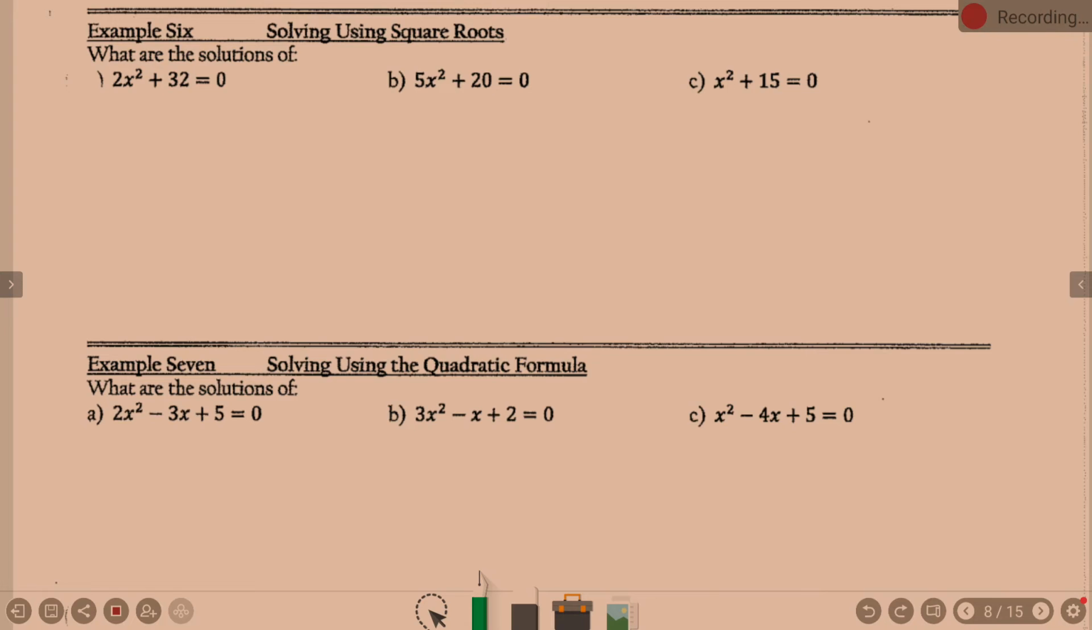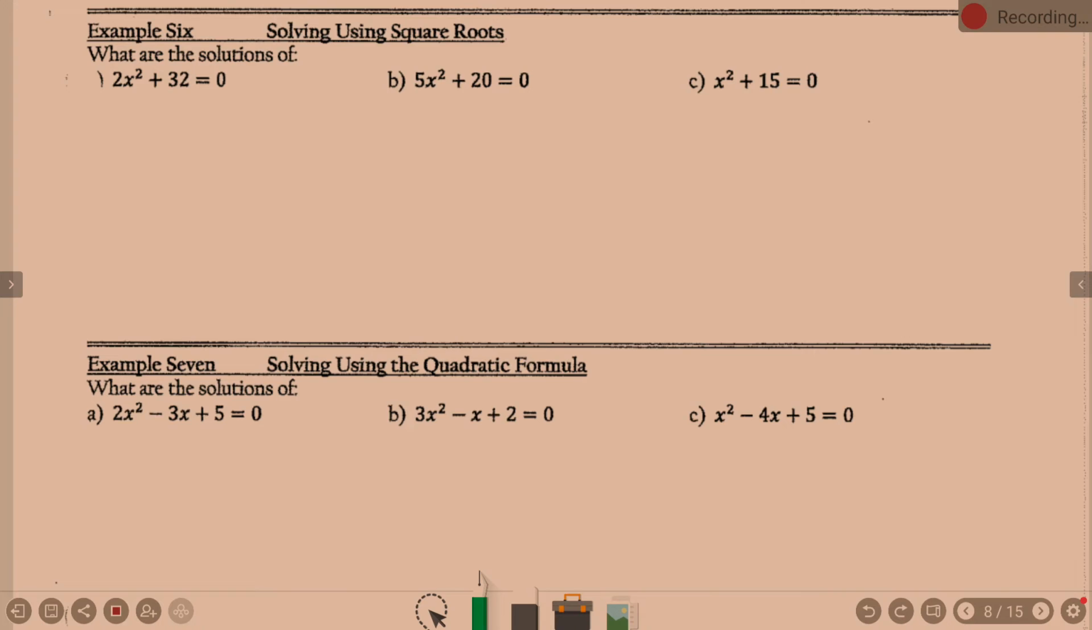What do you notice about the examples here? Well, they happen to be equal to 0. Not what I'm going for. What kind of terms do we have? We have x squareds, and we have numbers. What do we not have? We don't have any x's, which means we're not doing our traditional product and sum. We're not doing quadratic formula.